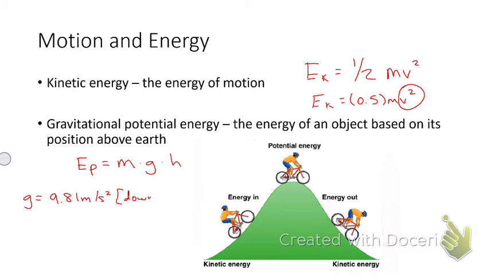Downward, of course. We're not just all floating and caught on the ceiling, right? Gravity acts downwards. Okay, M is your mass. And H is your height. And G is the acceleration due to gravity, and that is on your formula sheet. Okay?